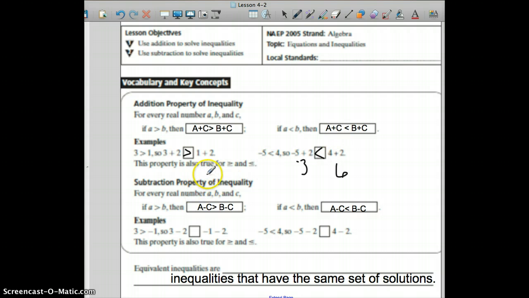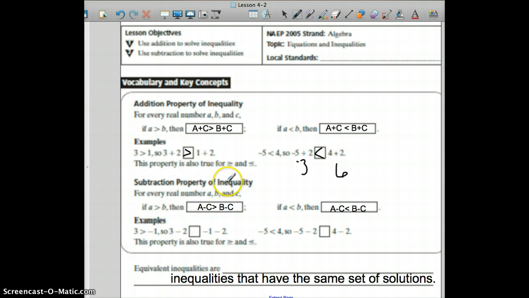And then they tell us it's the same for the greater than or equal to, or less than or equal to. Remember, when we have those underlines, the equal to, that includes the fact that we would be looking at closed circles, and we're looking at including the numbers in our solution.